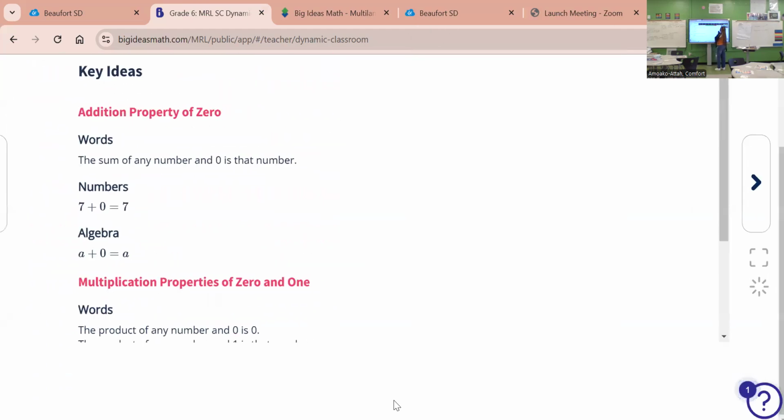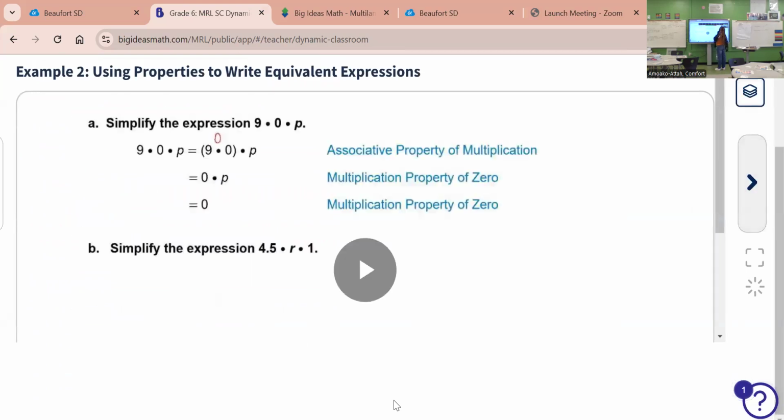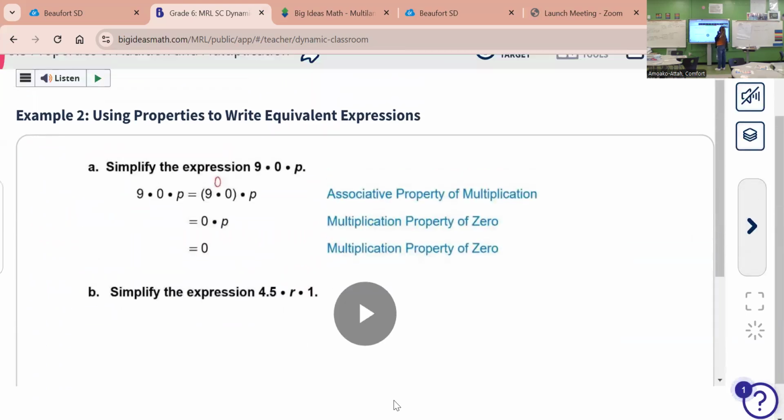So these are all properties that we are going to use in simplifying our expressions. We have the first one, simplify the expression 9 times 0 times p. First we use the associative property of multiplication to group them. So you have 9 times 0 in parentheses times p. 9 times 0 is 0. Why? We applied the multiplication property of 0 to simplify it. Times p again, we apply the multiplication property of 0 because 0 times p gives us 0. The next one is 4 and 5 tenths times r times 1. What are you going to use? You regroup them. Then you use the multiplication property of 1. Any number multiplied by 1 is what? That number.